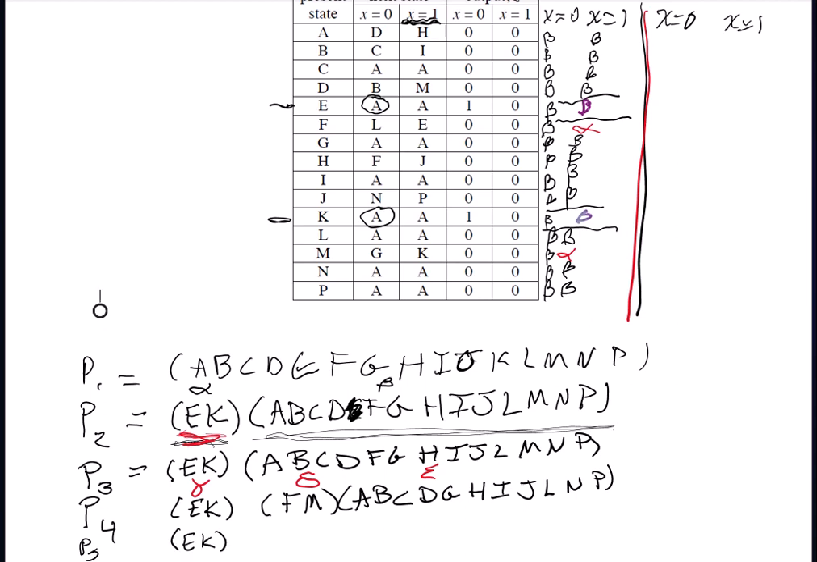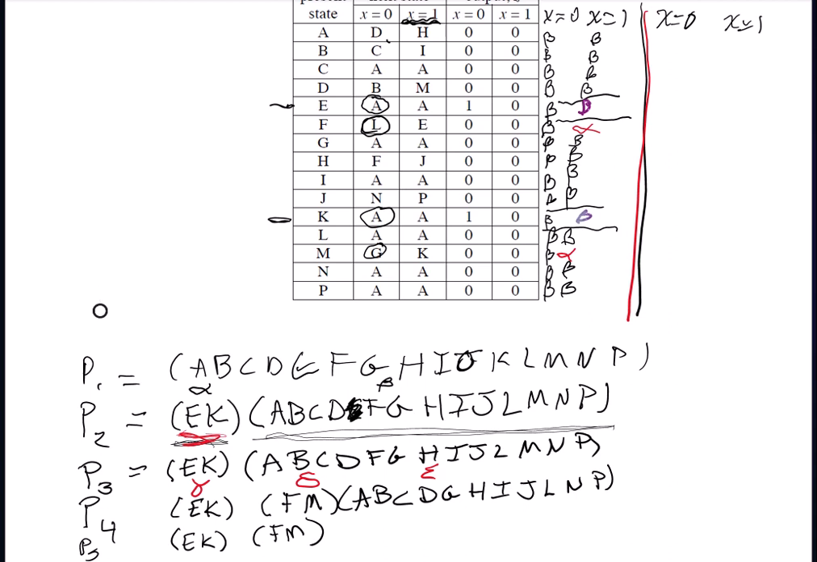Now let's look at FM. So F, the 0 successor is L, which is in the epsilon, and for M, the 0 successor is G, which is also in the epsilon. So these are going to be the same. Okay, so now let's look at all of the rest of our states and what their 0 successors are. So for A, we have D, which is an epsilon.